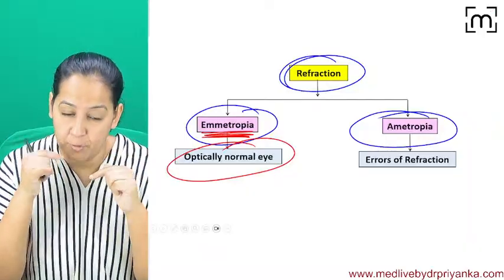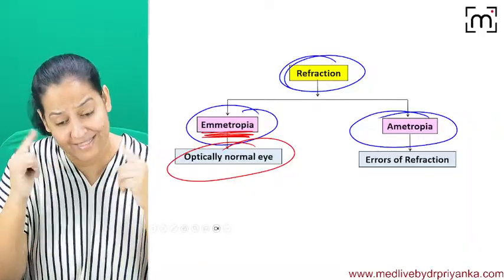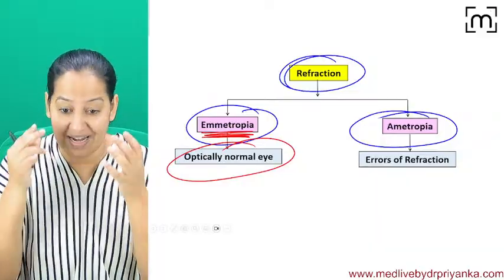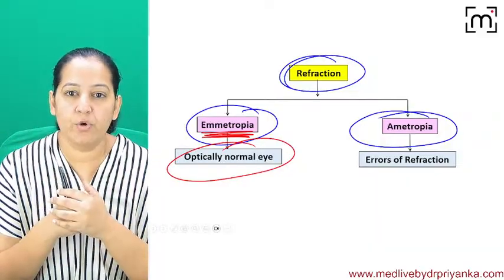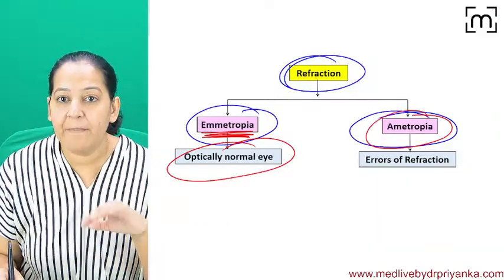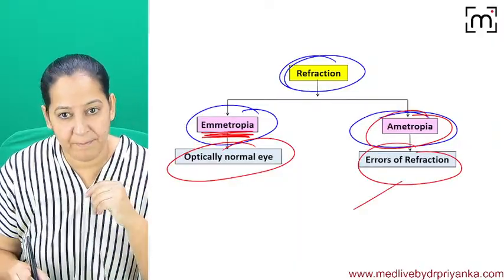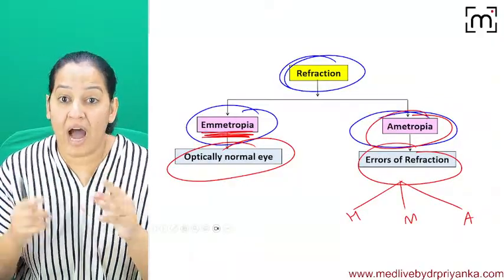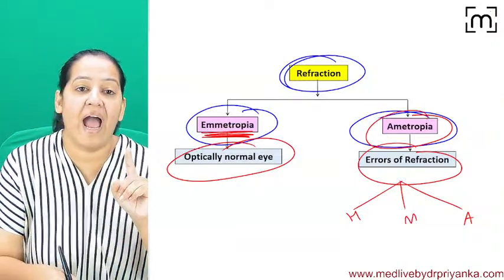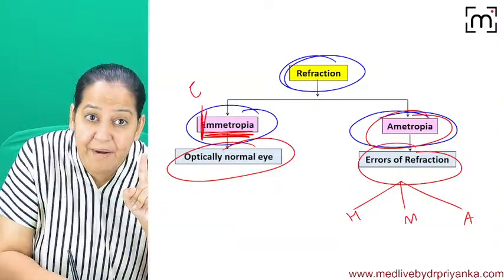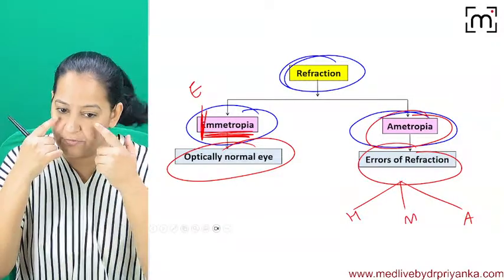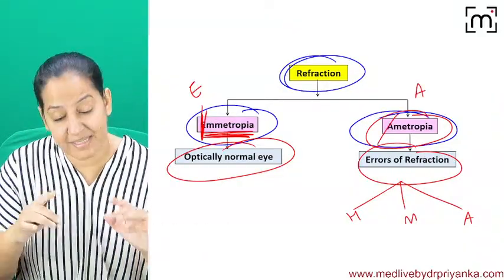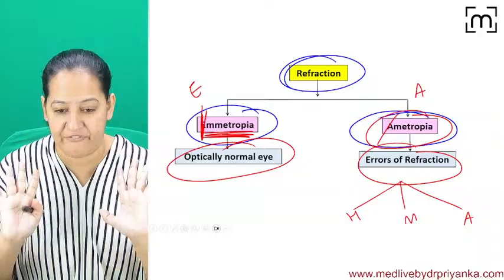But if I have myopia or hypermetropia or astigmatism and I'm using spectacles or contact lenses or any surgery to correct that, then my eye is ametropic. Ametropia means some error of refraction, maybe hypermetropia, maybe myopia, maybe astigmatism, maybe any error. So emmetropia means a normal eye, no errors of refraction, known as an emmetropic eye. And ametropia means some error of refraction is there.